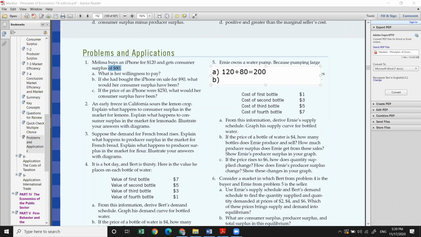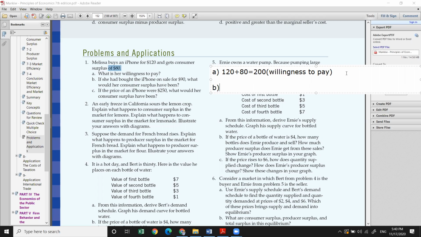B. If she had bought the iPhone on sale for $90, what would her consumer surplus have been then? If this is the case, her consumer surplus at $90 would be equal to, so we said this is willingness to pay. Okay, we said this. Willingness to pay. So that means the willingness to pay.